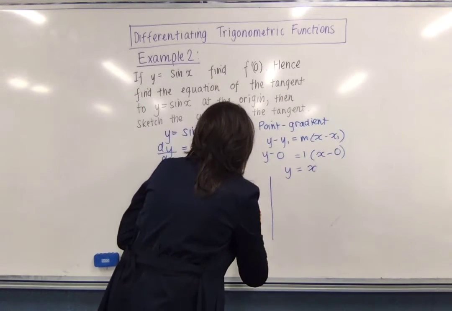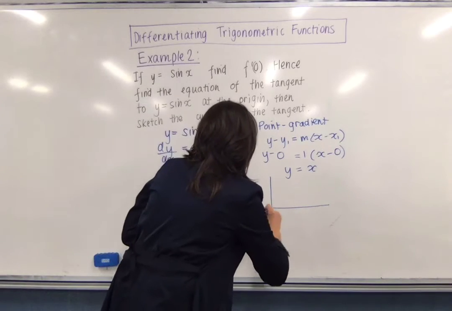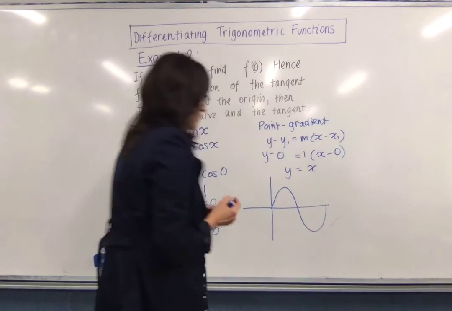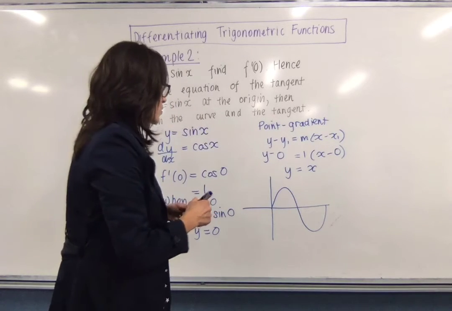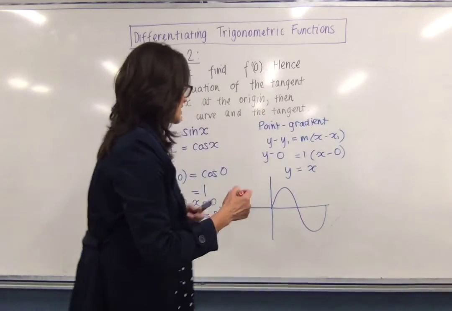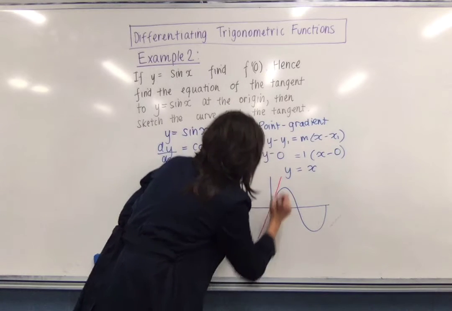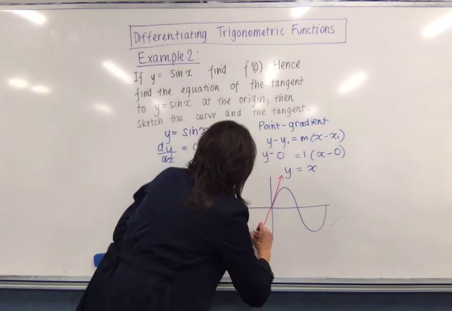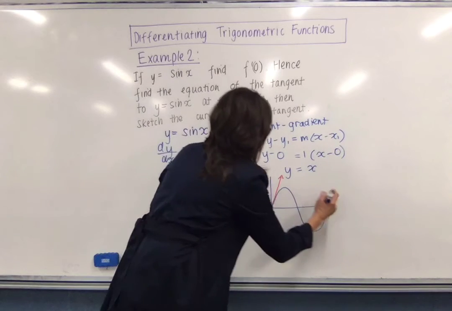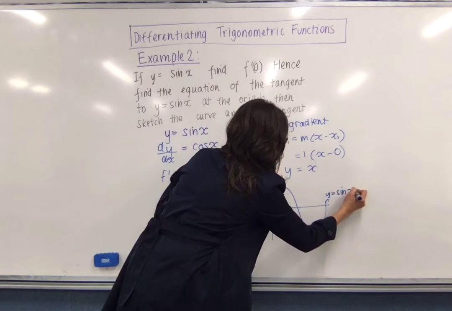Let's think about graphing this. We have our sine curve that is doing this, and we want to look at the origin, what the gradient of the tangent is. And we've got this line y equals x. And this is y equals sine x.